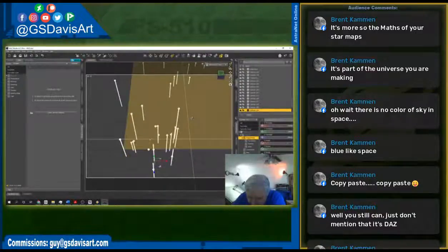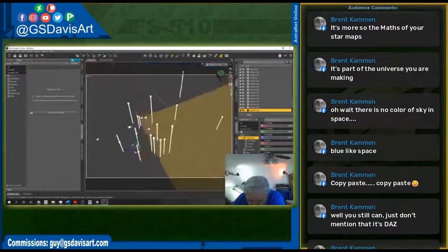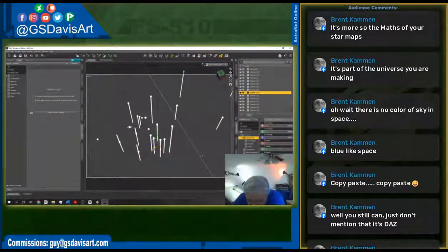I was talking to a buddy yesterday, and I was talking about, we all write what interests us. And having very elaborate star maps interests me.